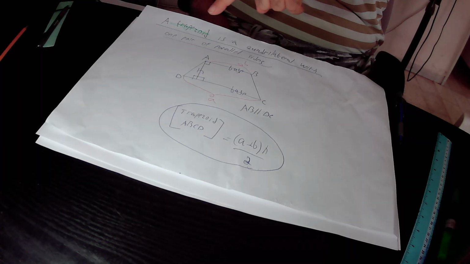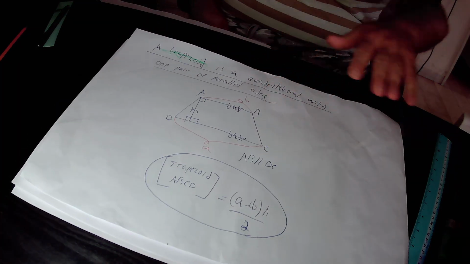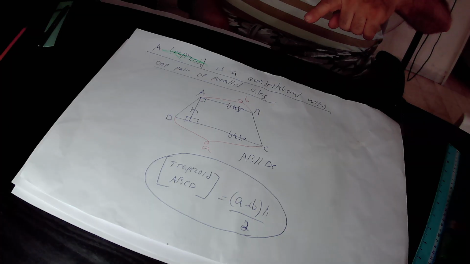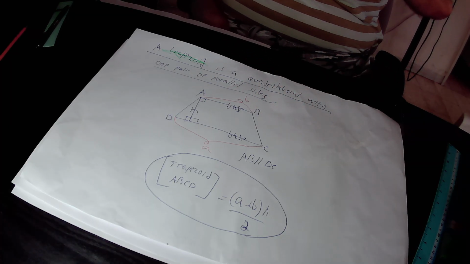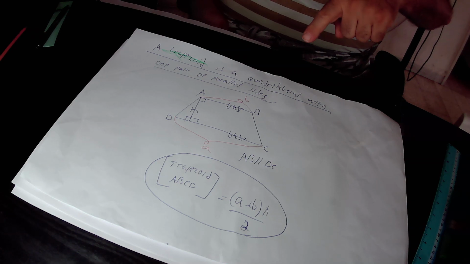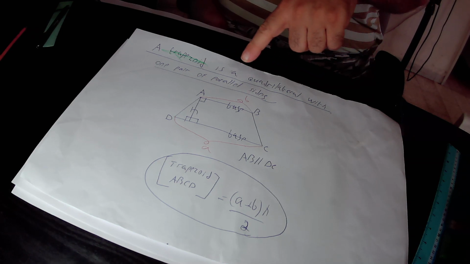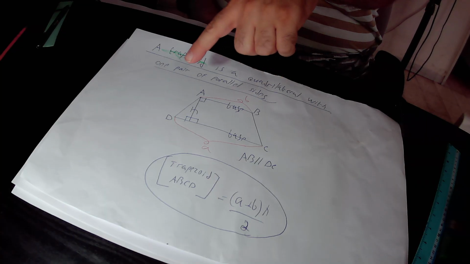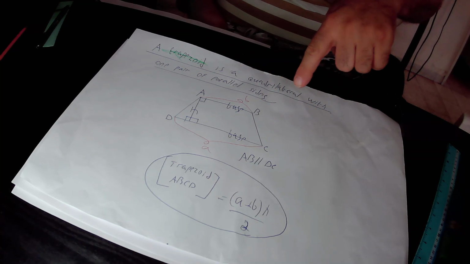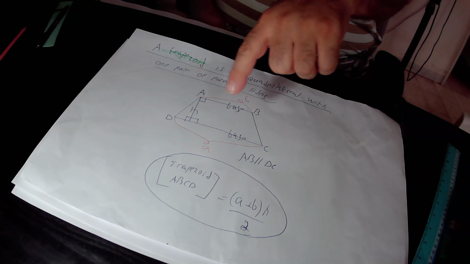This is trapezoid ABCD. It is a quadrilateral because it has four sides, and because the opposite sides of this quadrilateral are parallel to each other, that is to say side AB is parallel to side DC, this quadrilateral is defined as a trapezoid.